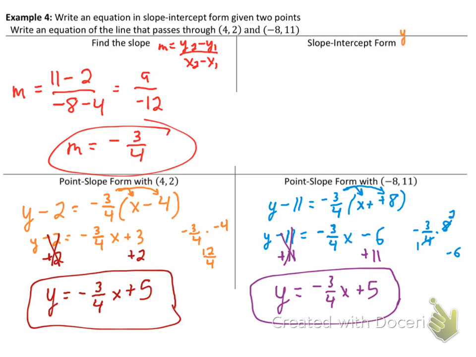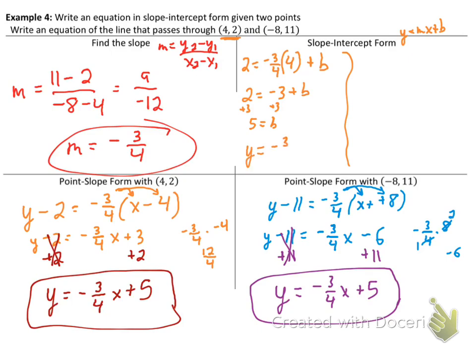If you use that idea y equals mx plus b, I'm going to do this twice. First with 4, 2. If I plug in 2 for the y, my slope was negative 3/4, I plug in 4 for the x, and then my variable is the b. Well, if I simplify that, negative 3/4 times 4 is negative 3. Add 3 to both sides, so 5 is equal to b. So I would get y equals negative 3/4 x plus 5.